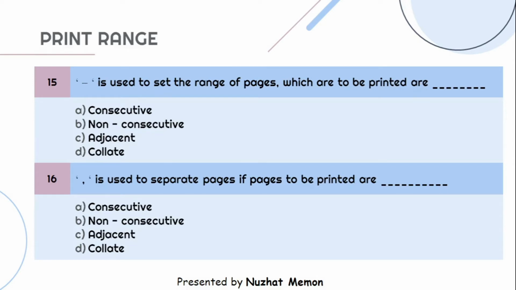15. Hyphen is used to set the range of pages which are to be printed dash. So if you want to print consecutive pages, by now you may be knowing the meaning of consecutive very well. Consecutive means continuous, right? So if you want continuous range, then hyphen will be used. 16. Comma is used to separate pages if pages to be printed are dash. Remember this, that hyphen is used to set the range of pages which is consecutive, that means continuous, and comma is used for non-continuous, that means non-consecutive.